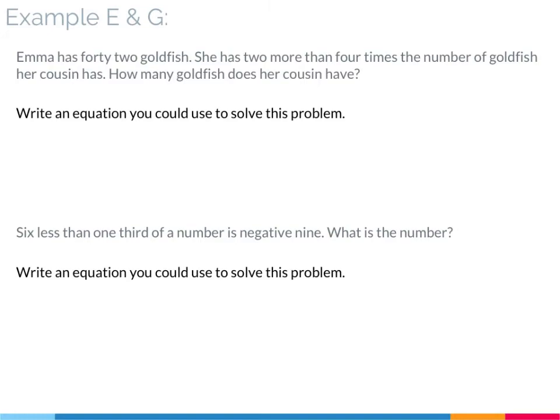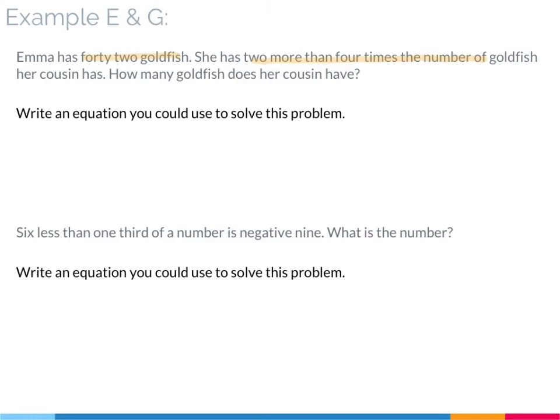So Emma has 42 goldfish. Again, I'm going to be pulling out our important information. So 42 goldfish. She has 2 more than 4 times the number of goldfish her cousin has. How many goldfish does her cousin have? So again, I need to figure out what my two sides of my equation are going to be.